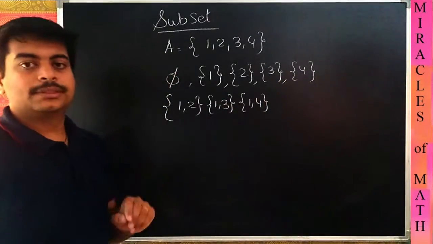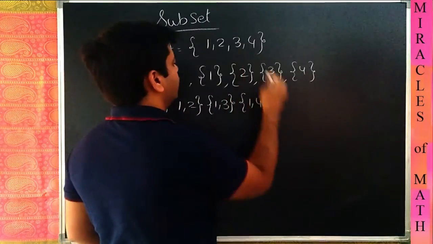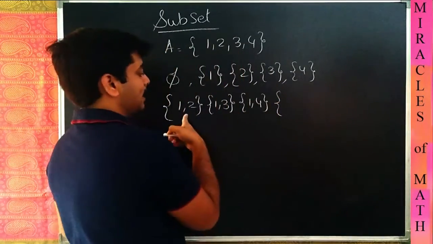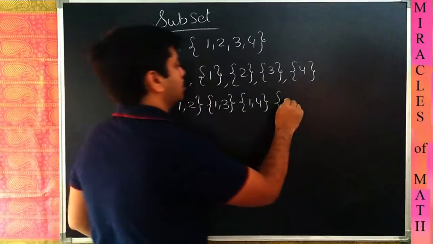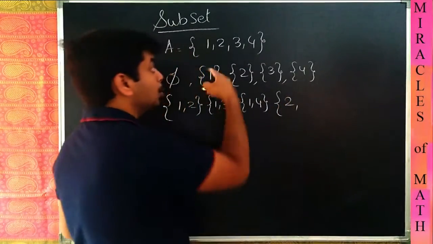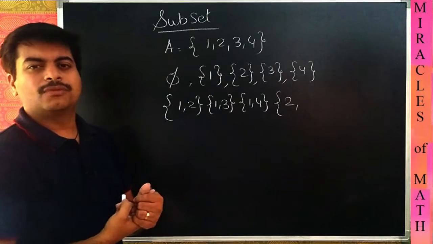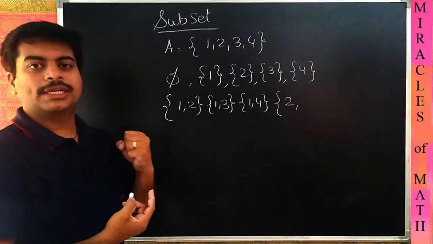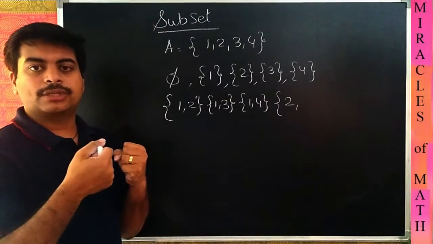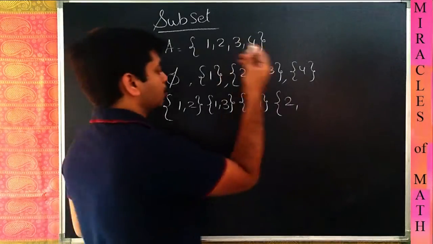Understood that point? Okay. So 1, 2, 1, 3, 1, 4. Then 2, 1. No need to write as we already have 1, 2. So 2, 2. Can you have 2, 2? What is the meaning of 2, 2? You're taking second chocolate, and again you can take second chocolate. You cannot do that. So 2, 2 will not come.